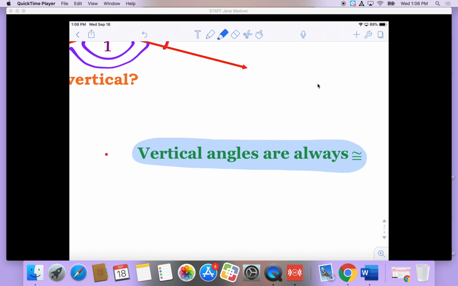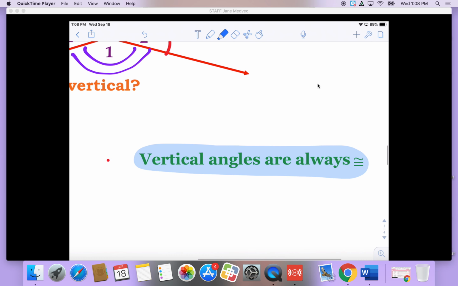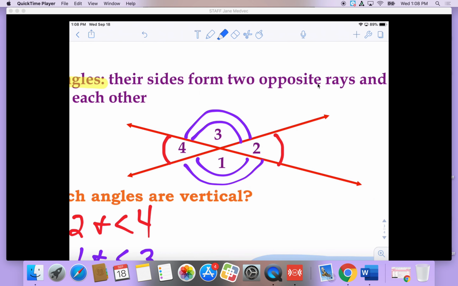What does that mean? They're equal. They're equal in measure. So you'll notice in this picture, I already kind of depicted that. Notice that the 4 and the 2 have that 1 hash on it, and the 3 and the 1 have that double hash on it. That's what they mean. I know that 1 and 3 are congruent and 2 and 4 are congruent, meaning they're equal in measure. Questions?